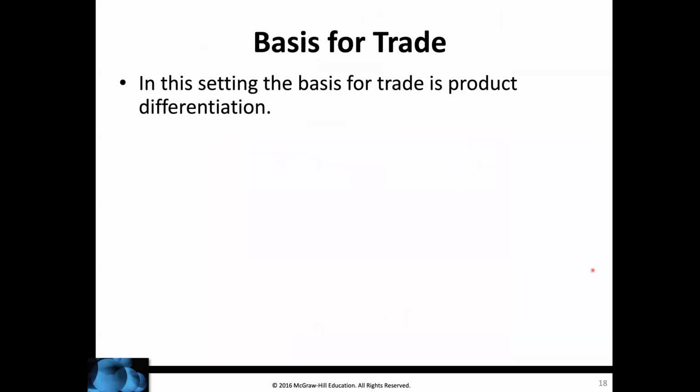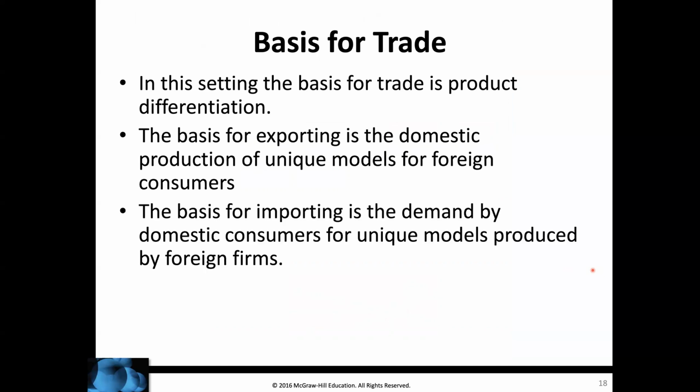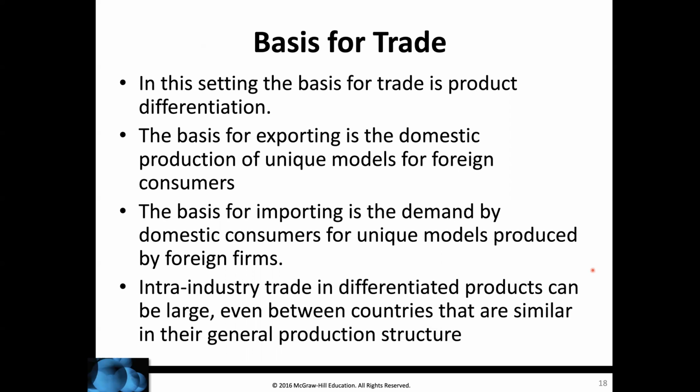So let's look at the basis for trade. In this setting, the basis for trade is product differentiation. Consumers might prefer the styling of one car over another, or other things. The basis for exporting is the domestic production of unique models for foreign consumers. So foreign consumers would be interested in buying a unique model from the US. The basis for importing into the US is the demand by domestic customers for unique models produced by foreign firms. So if you prefer the styling of BMW or Mercedes, you'll be more likely to purchase those if they can be imported into the US.